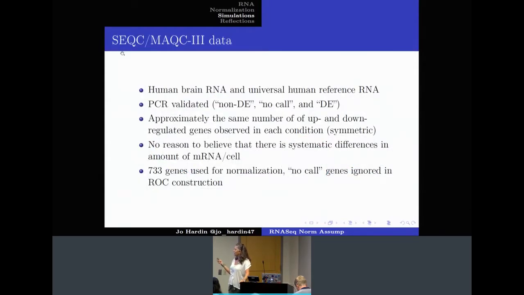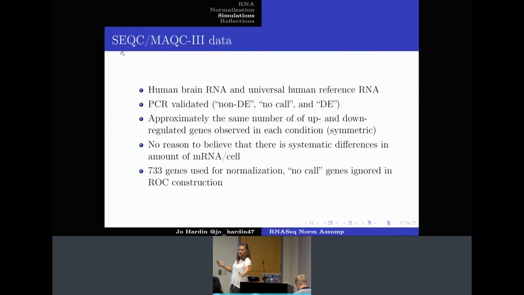We also did validation, or I wouldn't really call it simulation, but we did some work on the SEQC and MAQC data, where the genes had been PCR validated, right? So we had the truth. They were called either non-differentially expressed, no call, or differentially expressed. There's no real reason to believe that there's systematic differences in the mRNA, but we didn't have any way to measure that. And there were approximately the same number of up and down regulated genes in the analysis.